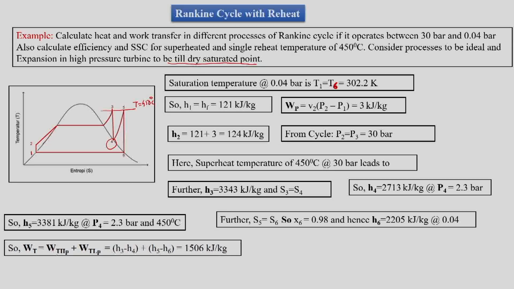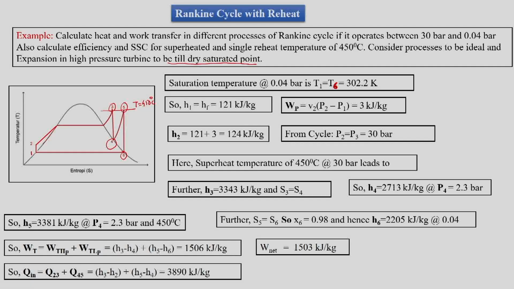Basically turbine work is high pressure turbine work plus low pressure turbine work. High pressure turbine is H3 minus H4, and low pressure turbine is H5 minus H6. So from that we get turbine work as 1506. We get net work as turbine work minus pump work, which is 1505.